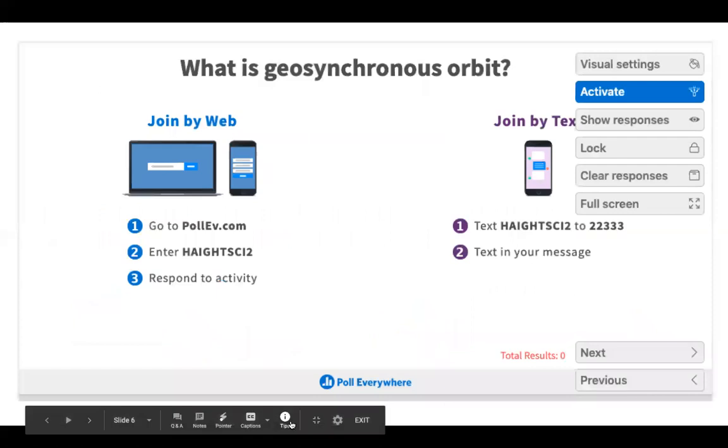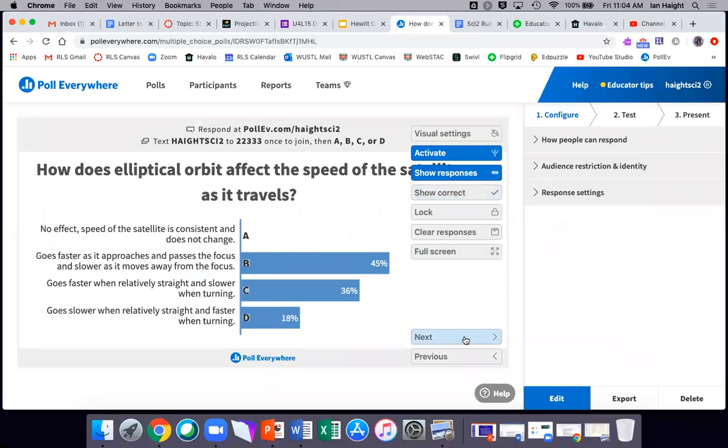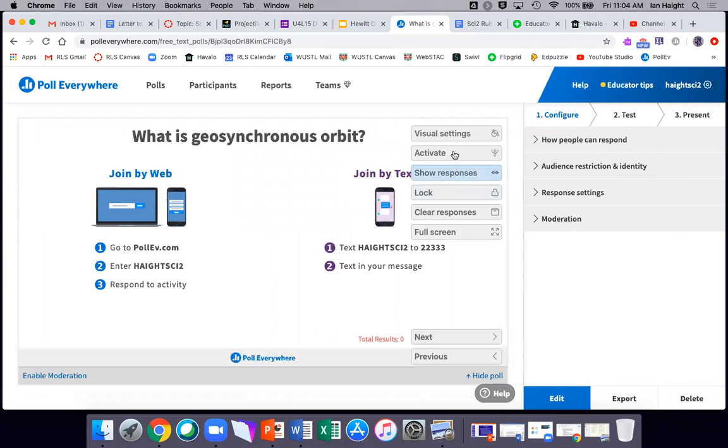Last question I'm going to ask you is geosynchronous orbit. This is actually a free response question, so you'll be typing an answer. Just want to see how this works. It's worked well in my other classes.